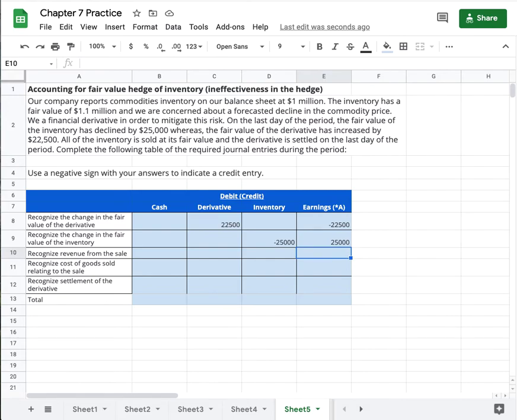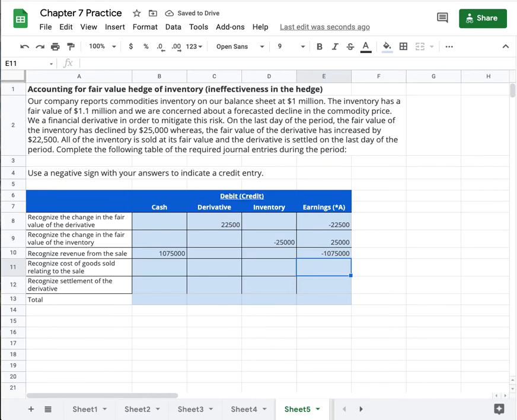Recognize the revenue from the sale, and so this will be cash of $1.1 million minus that 25,000 fair value decline in inventory. And the credit to our earnings.